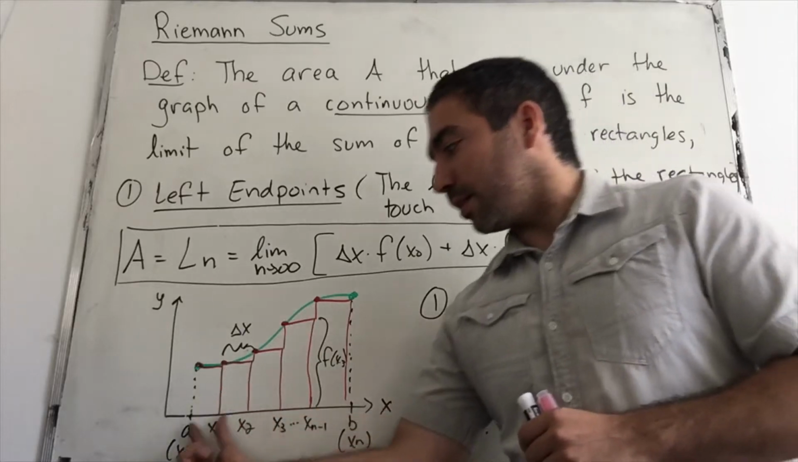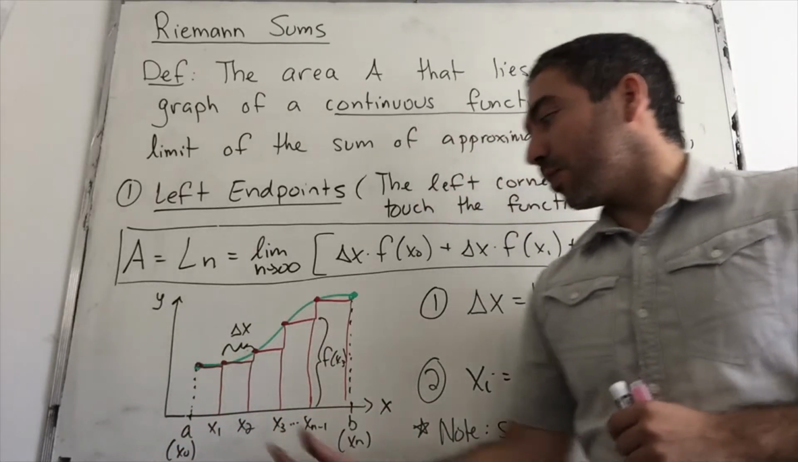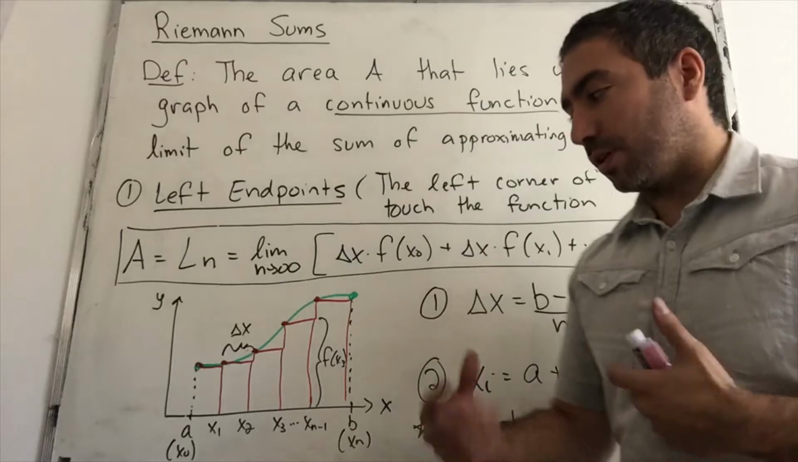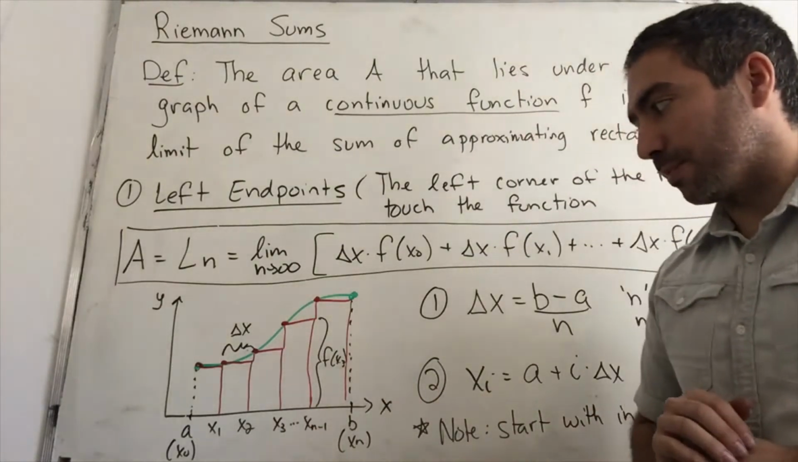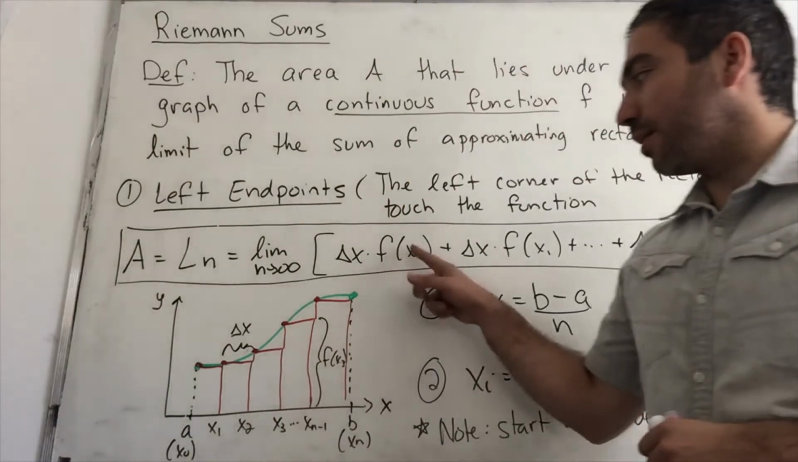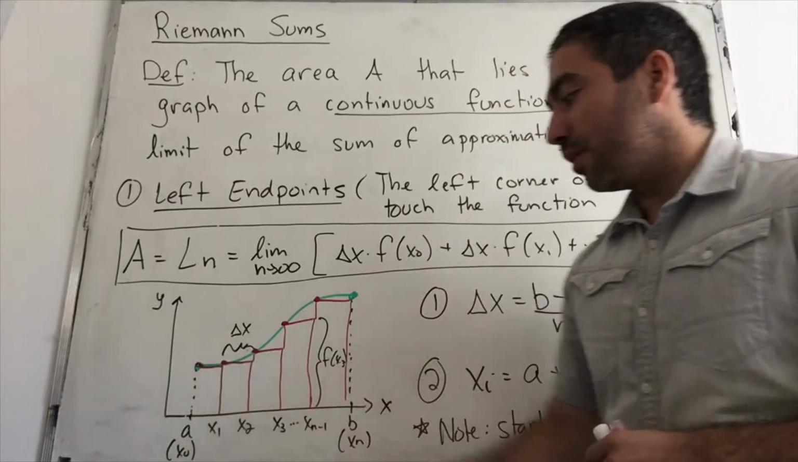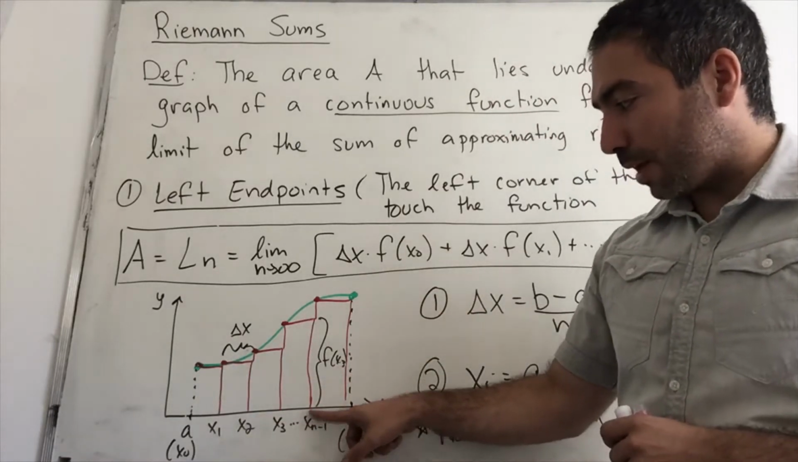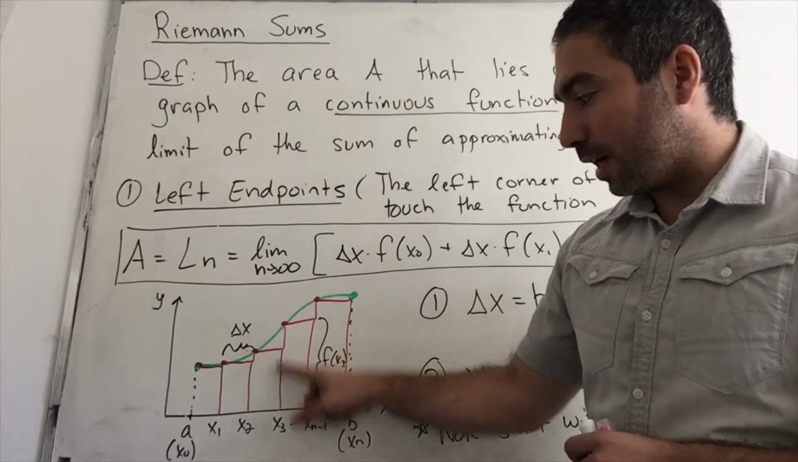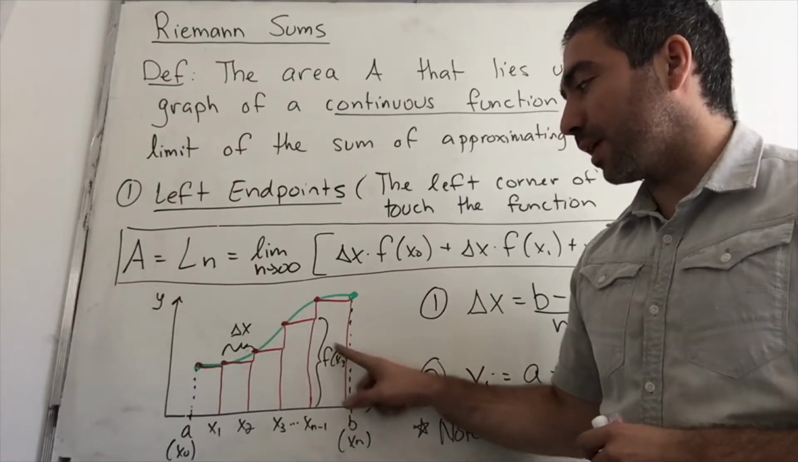The delta x is the width or the thickness of each rectangle, which we're going to assume to be the same for the case of simplicity. And f of x0 is the height of the function there. Okay, so over here, for example, I have x3 is over here. The height of the rectangle corresponds to f of x3.